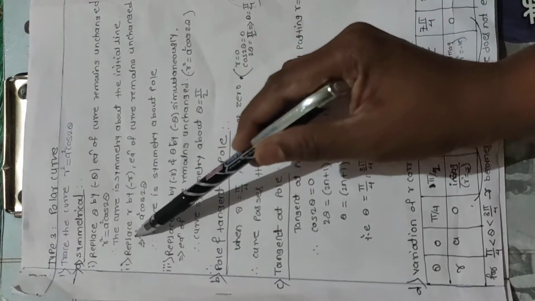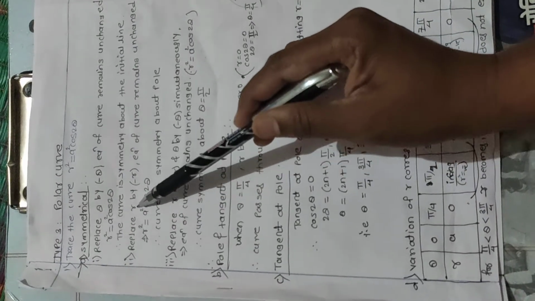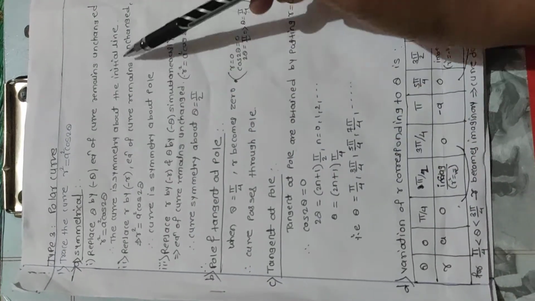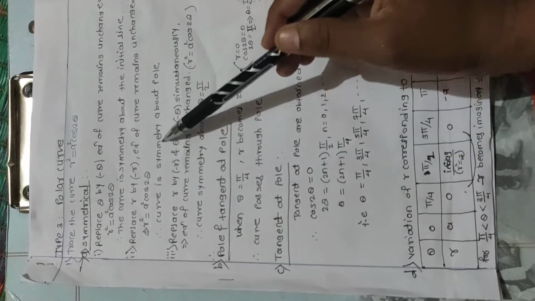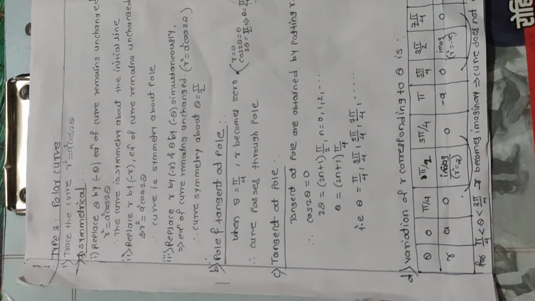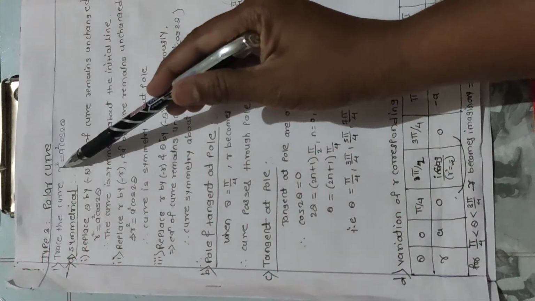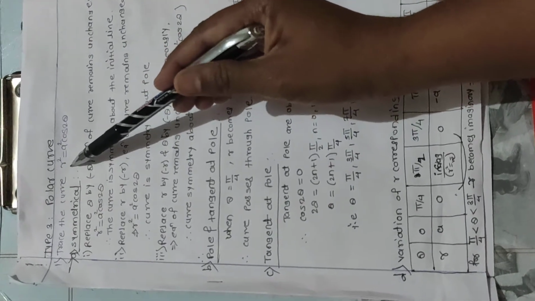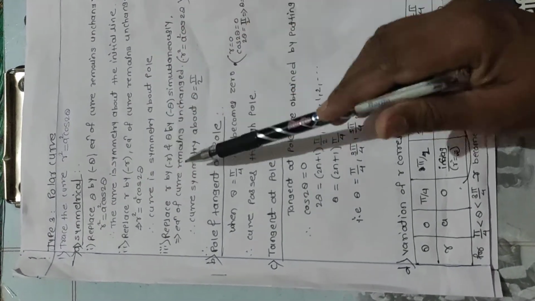See, what is the second condition of symmetry? If we replace r by minus r and the equation of the curve remains unchanged, then we can say that the curve is symmetric about the pole. In our example, if we replace r by minus r, minus r squared is again plus r squared. So the second condition is also satisfied.